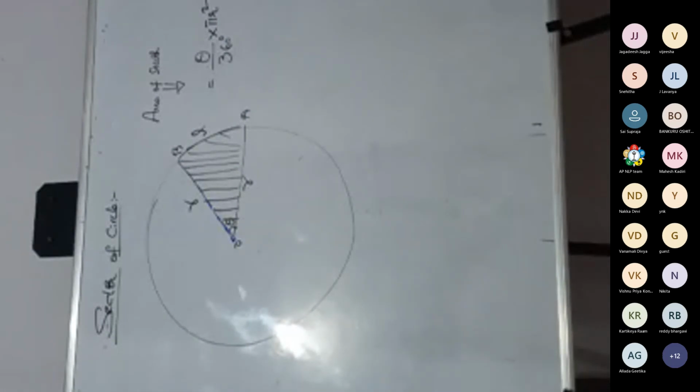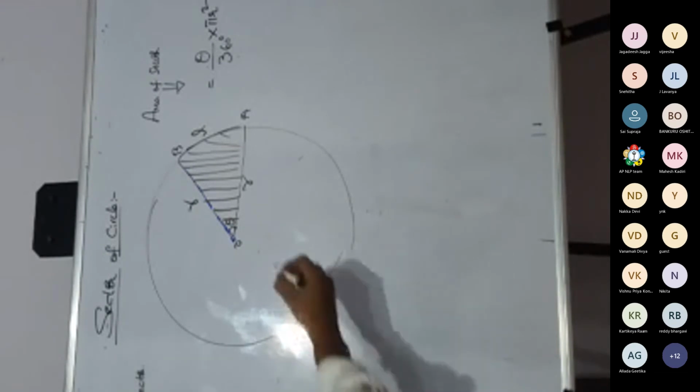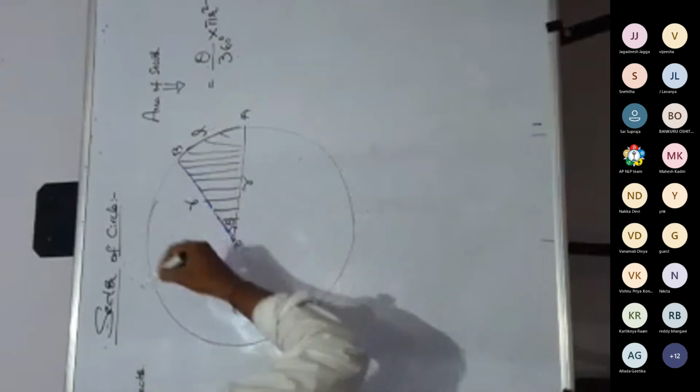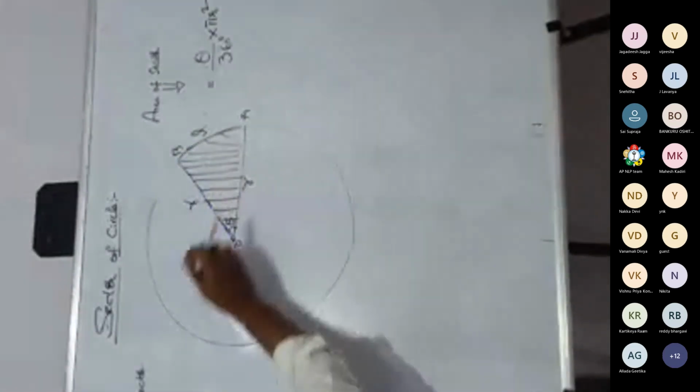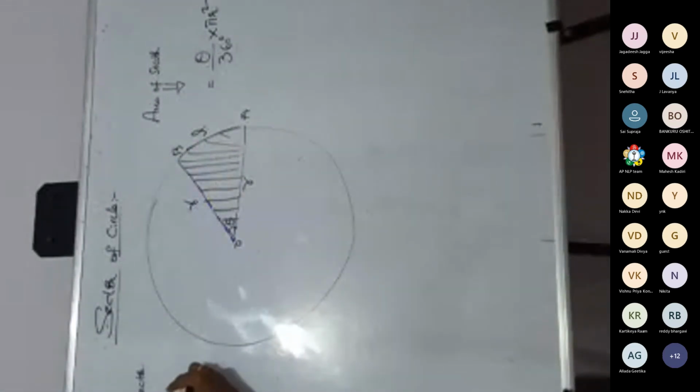What is the perimeter of the sector? Perimeter of the sector. This is L and R plus R, that is L plus 2R. Sector means only this shaded part. This is L plus R plus R, this is L plus 2R. This is the perimeter of the sector.